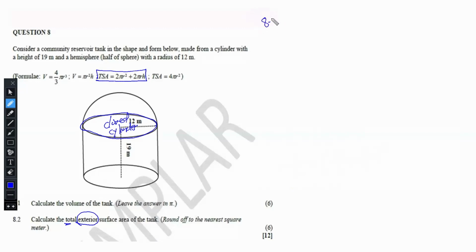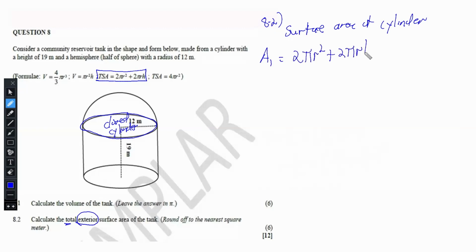Okay, so 8.2, once again, remember we must calculate the total exterior surface area of the tank. The tank is still made out of 2 shapes, the cylinder and the hemisphere. So we can start by saying surface area of cylinder, and then we'll just consider this to be area number 1. And then this is 2 pi r square plus 2 pi RH.